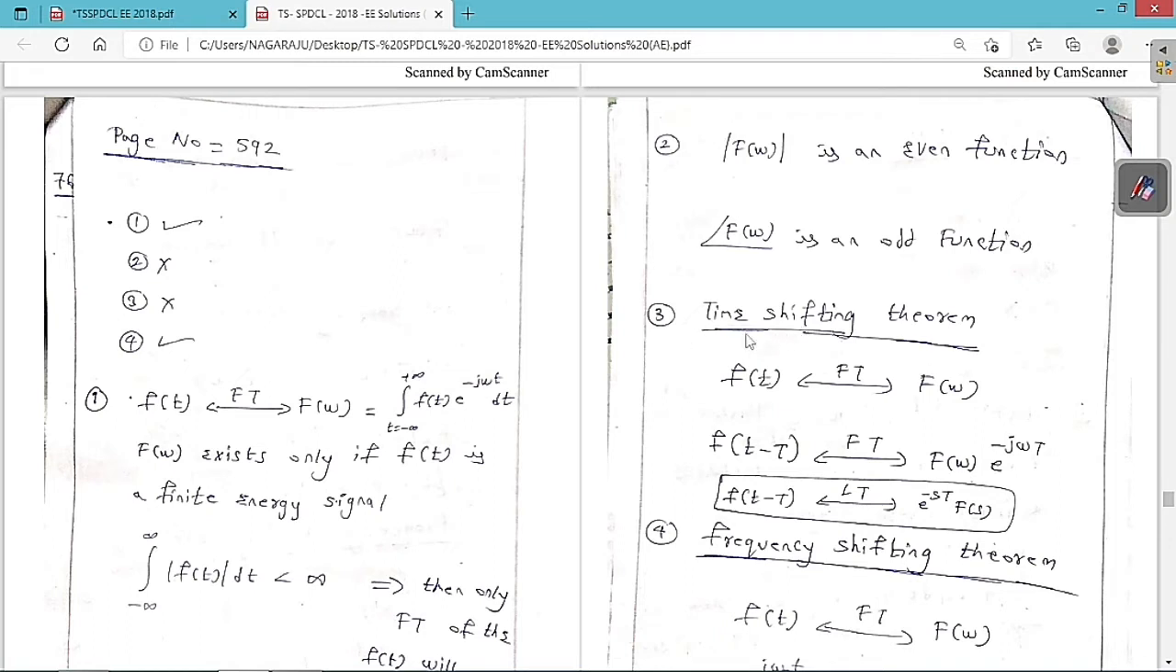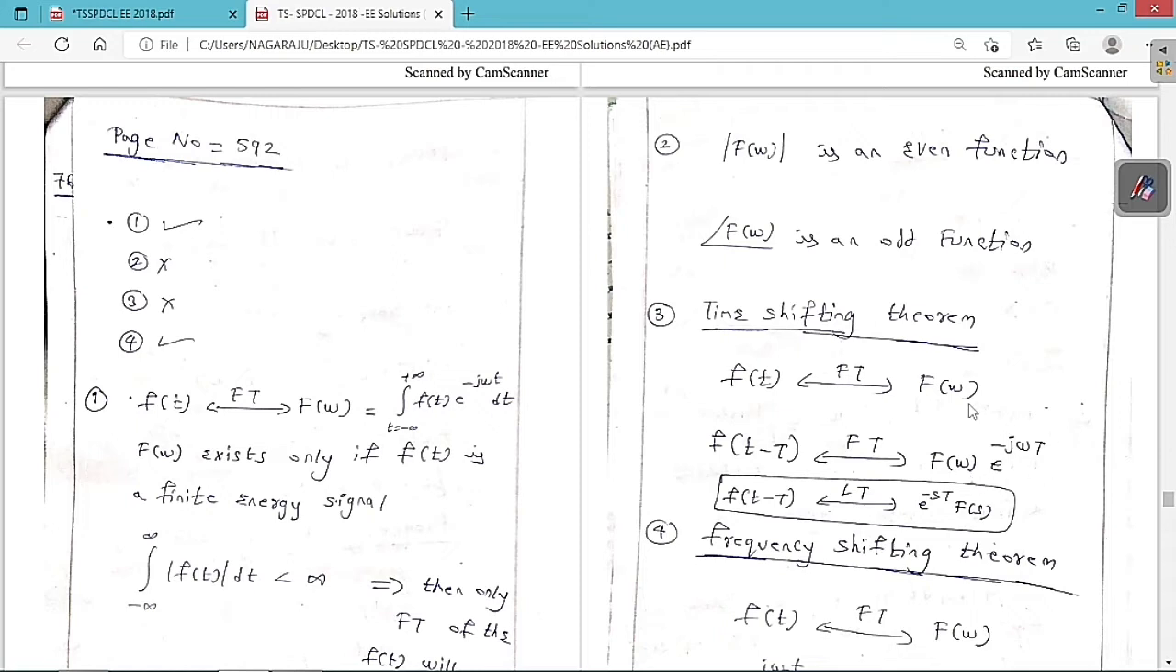Now statement 3 is basically the time shifting theorem. I have already told you the time shifting theorem: for f(t), the Fourier transform is F(omega), then f(t minus T) means a time delay. A time delay is nothing but a time shift. For this, the Fourier transform will be e to the power of minus j omega T into F(omega), because I have already told you that for f(t minus T), the Laplace transform is equal to e to the power of minus sT into F(s).